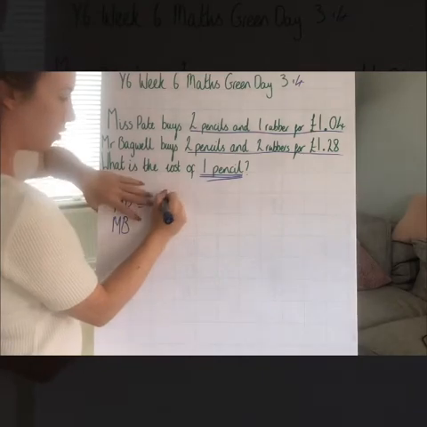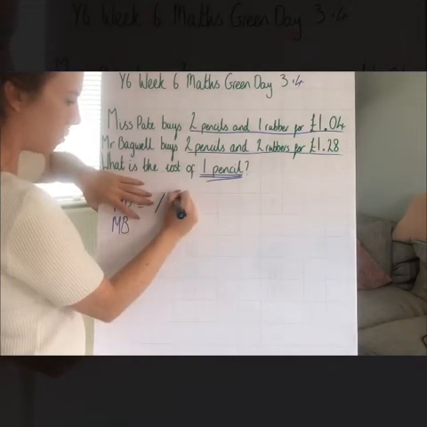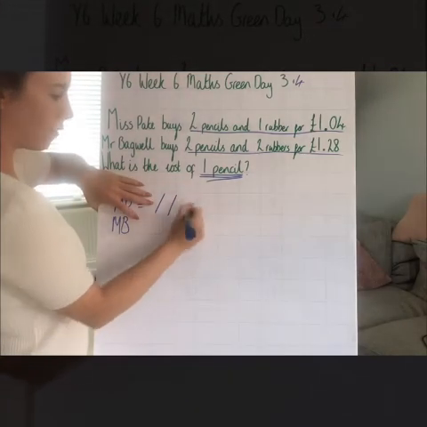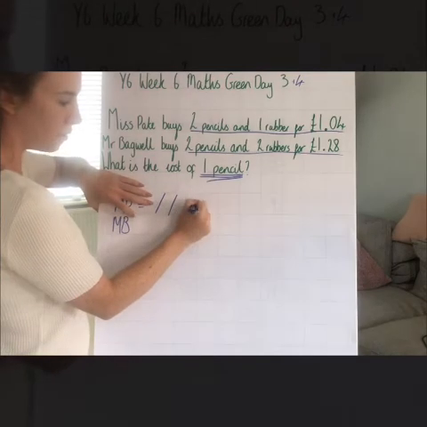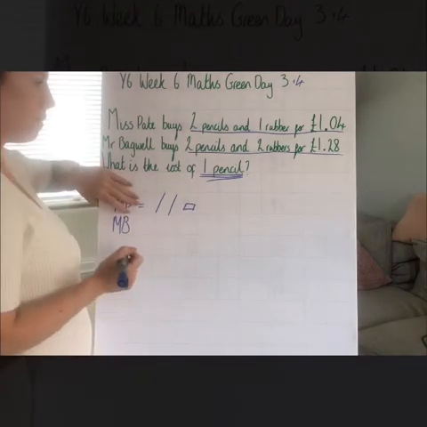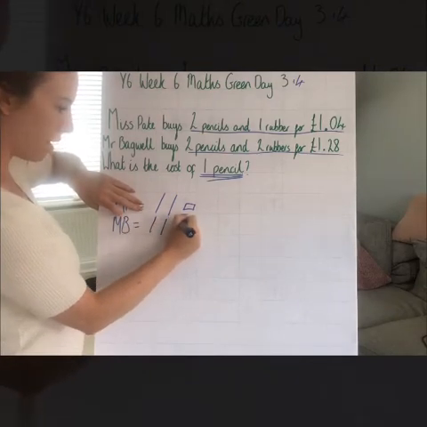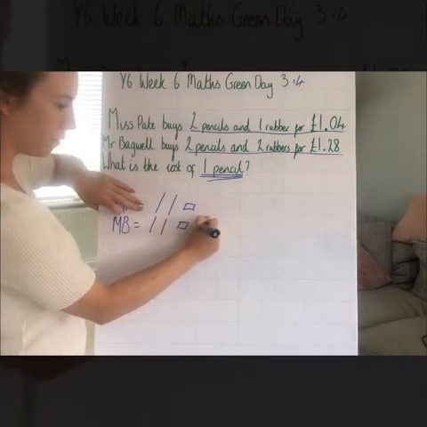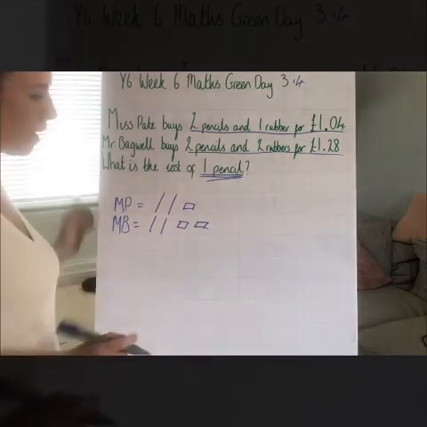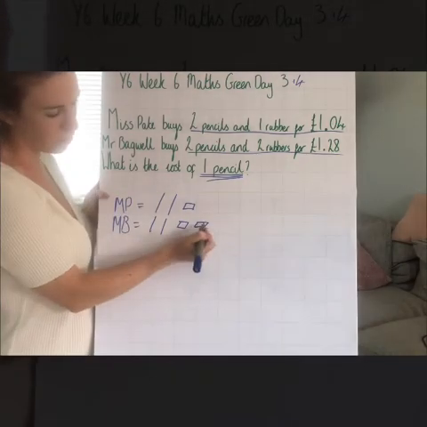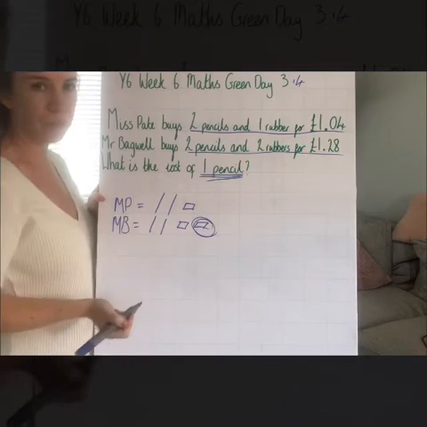So Miss Pate's got 2 pencils here, I'm just going to do them as lines, and I've got 1 rubber, I'm just going to do that as a square, okay? Mr Bagwell has got 2 pencils, the same, but he's got 2 rubbers. Okay, I can see very clearly here the difference is that 1 rubber there, okay?